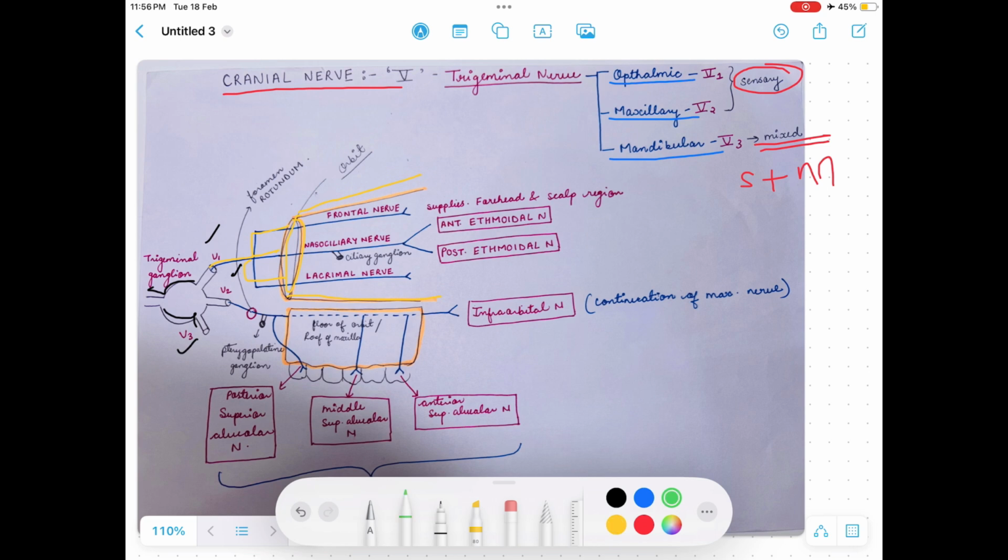The first branch is the frontal nerve. Second branch is the nasociliary nerve, and in the second branch, there is a ciliary ganglion. The third branch is the lacrimal nerve. Now the frontal nerve supplies the forehead and scalp region. And the second branch, the nasociliary nerve, further divides into two and gives two branches, that is anterior ethmoidal nerve and posterior ethmoidal nerve. Now the third branch of the ophthalmic nerve is the lacrimal nerve.